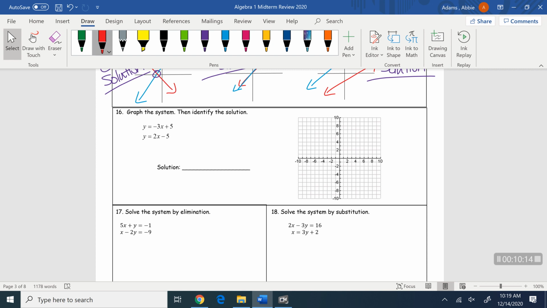So let's look at our first line. It says y equals negative 3x plus 5. That means our y-intercept is at 5, and our slope is negative 3, which means we're going to go down 3 to the right 1.